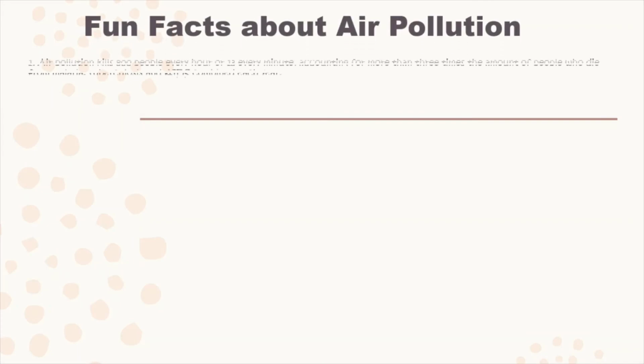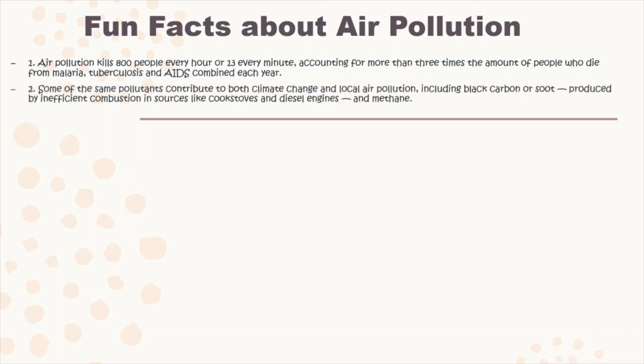Fun facts about air pollution. Air pollution kills 800 people every hour or 13 every minute, accounting for more than 3 times the amount of people who die from malaria, tuberculosis, and AIDS combined each year. Some of the same pollutants contribute to both climate change and local air pollution, including black carbon or soot produced of inefficient combustions in sources like cook stoves and diesel engines, and methane.